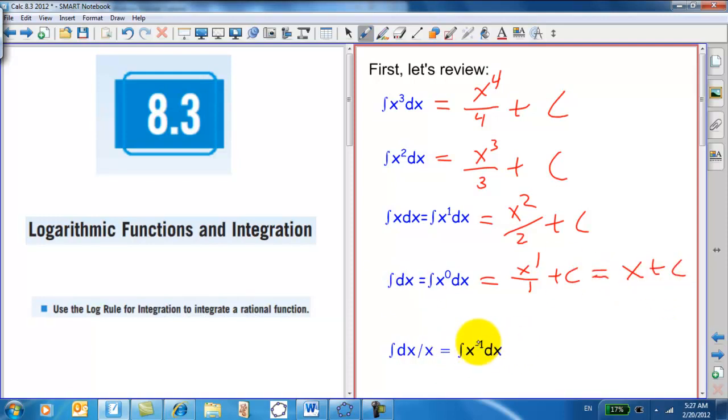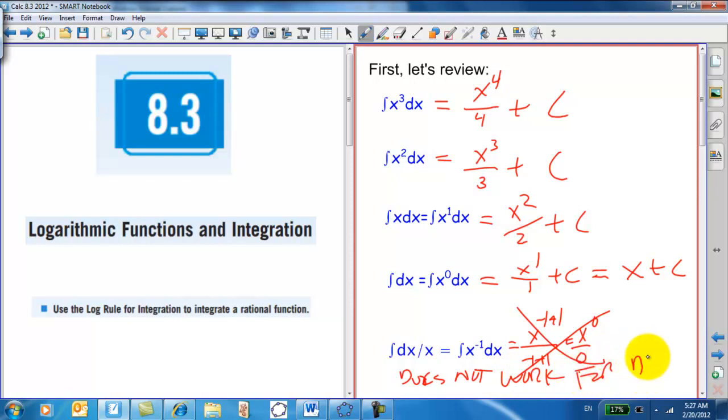But what do you do with this when it's x to the negative 1? That would be x to the negative 1 plus 1 over negative 1 plus 1. That's x to the 0 over 0. Oops. This does not work for a power n equal to negative 1. We have to do something else to do the integral of dx over x. And that's what this section is all about.